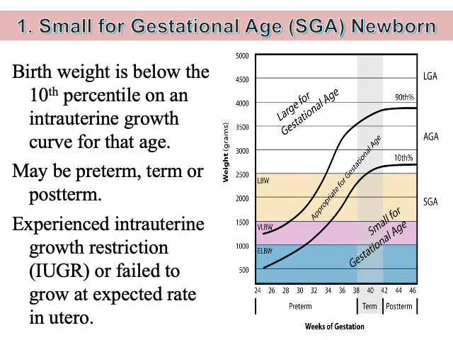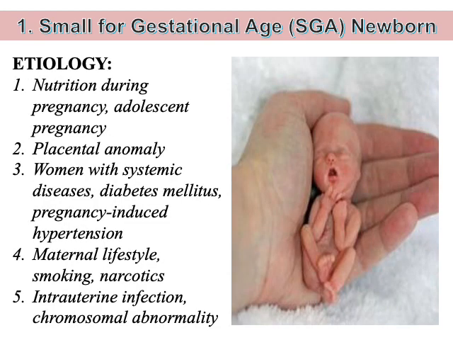SGA newborns are also small for their age because either they experience intrauterine growth restriction or they failed to grow at expected rate in utero. These have several causes. One possible cause is nutrition during pregnancy. This plays a major role in fetal growth. Pregnant adolescents have higher incidence of SGAs because they need to meet their own nutritional and growth needs first. In effect, needs of the growing fetus is compromised.